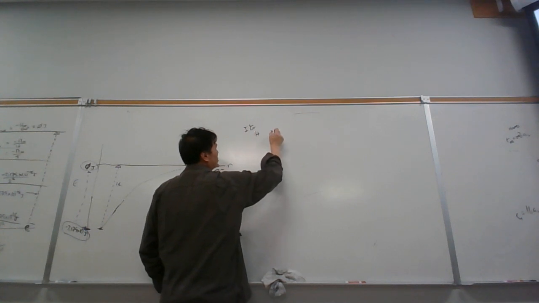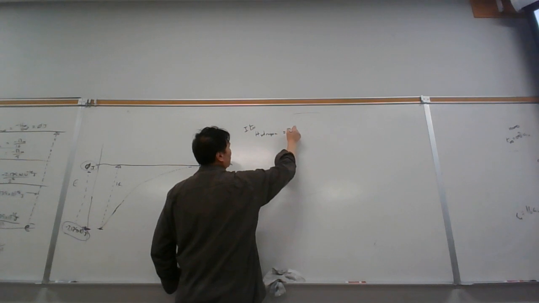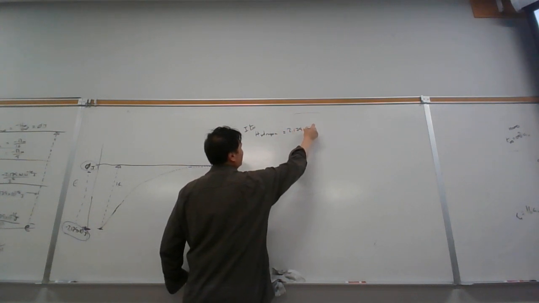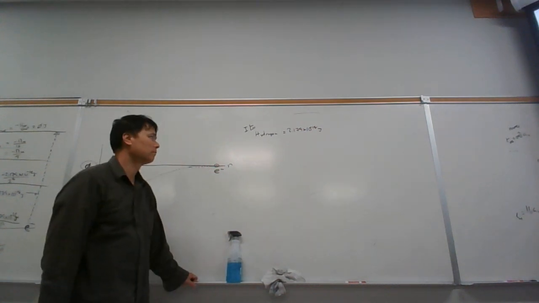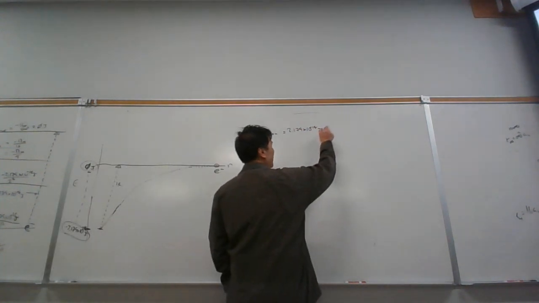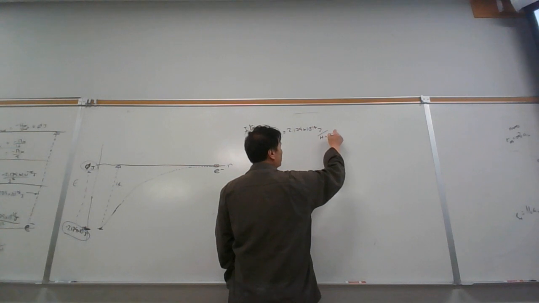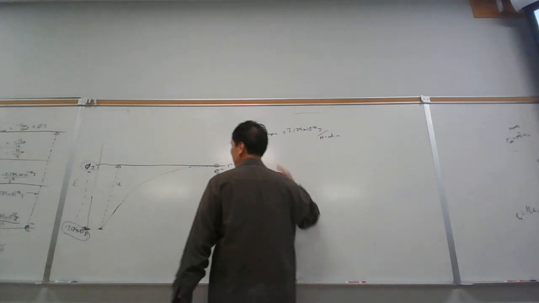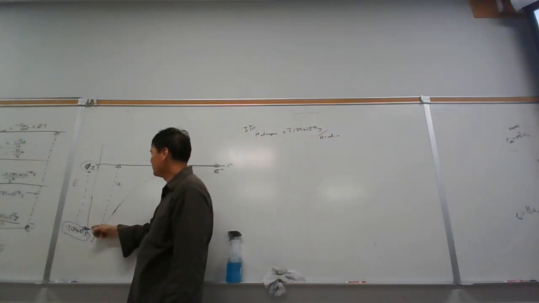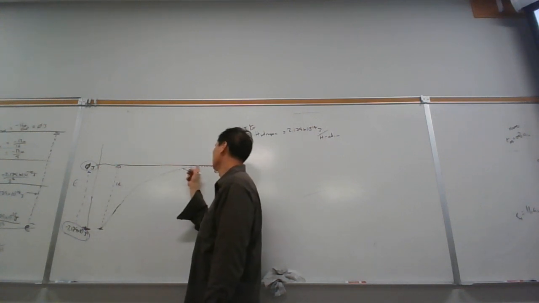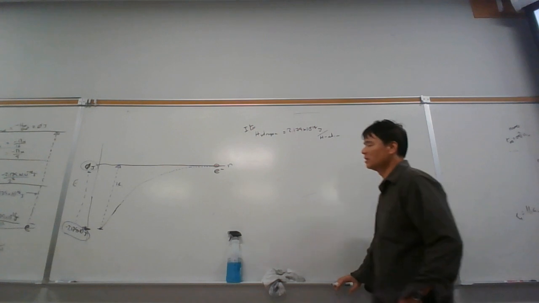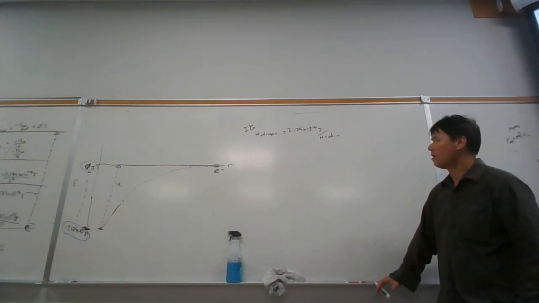So the ionization energy of hydrogen is equal to 2.179 times 10 to the minus 18 joules per what? Per hydrogen atom. So if I have a single hydrogen atom, I need to input 2.179 times 10 to the minus 18 joules worth of energy to promote the electron to the highest energy level, which would be its ionization energy.